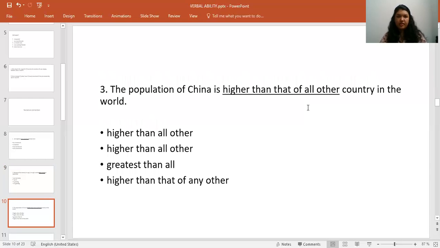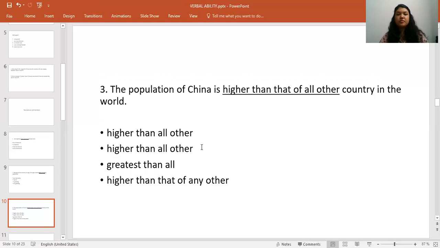Now going to the third: the population of China is higher than that of all other country in the world. We have given four options: higher than all other, higher than all other. Here we have an option being repeated. I apologize for that. The third option is greatest than all, and the fourth option is higher than that of any other.